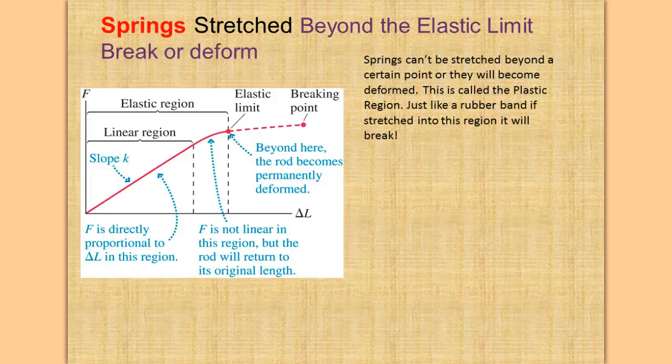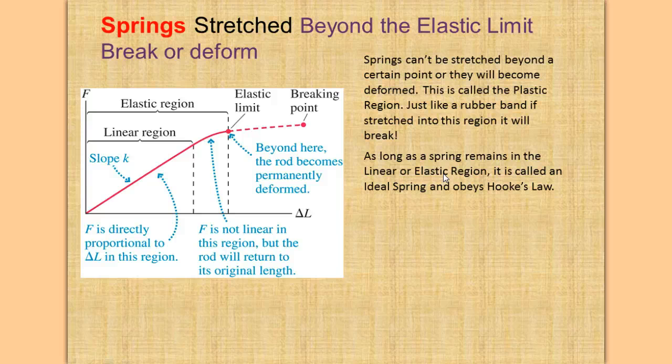So F is not linear in this region, but the rod will return to its original length here, past the linear zone right here. So this part here is not linear. It will be elastic, but it's not linear. This portion is the plastic zone, where the spring will be deformed.